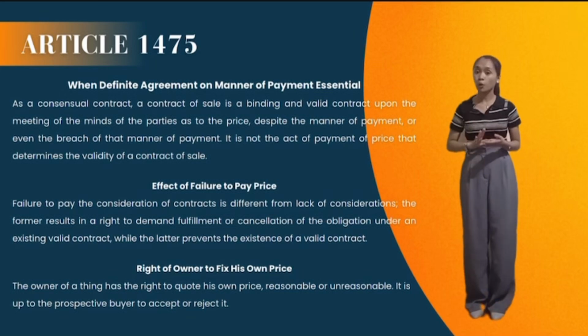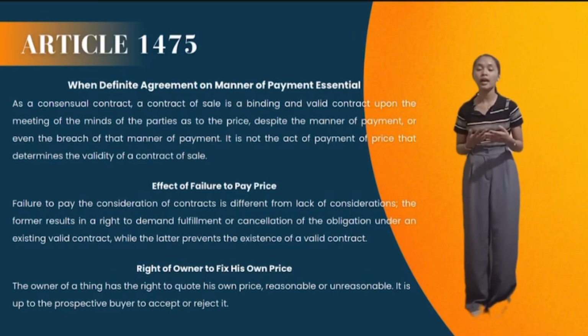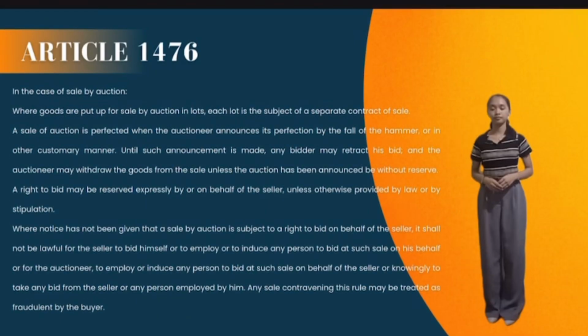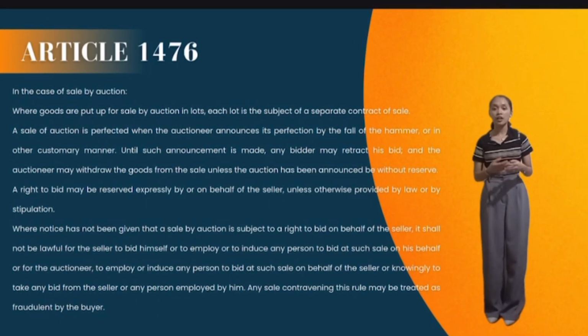And the right of owner to fix his own price. The owner of the thing may quote his own price, reasonable or unreasonable, and it depends on the buyer to either accept or reject it. Article 1476, in the case of sale by auction, an auction is a public sale where potential buyers compete in purchasing an item by placing their bids, and the item is sold to the highest bidder. This article addresses the sale by auction, governing specific rules for its perfection.